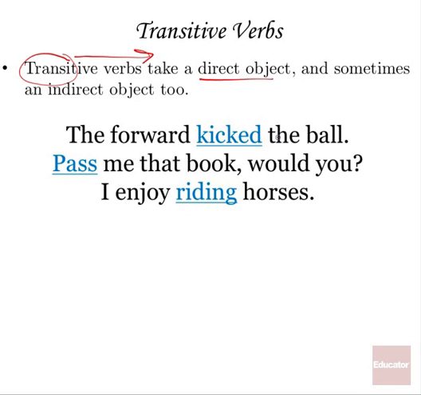The forward kicked the ball. The direct object is ball. Ball is what is receiving the action. The transitive verb kicked takes you to the direct object, ball. Pass me that book, would you? Book is the direct object. It's receiving the passing. It's being physically handed over. And me is the indirect object. I'm receiving the book, although not the pass. I enjoy riding horses. The horses are receiving the riding, so they're the direct object, so riding is a transitive verb.